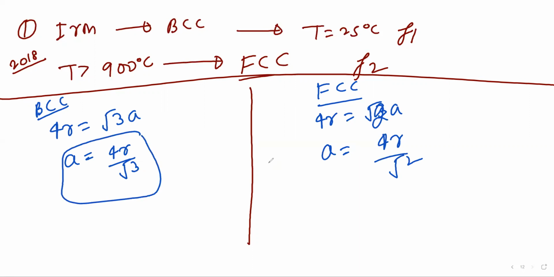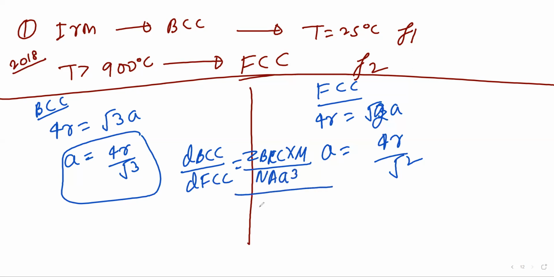Right. So for finding the density, we use the density formula. So it will be density of BCC divided by density of FCC. It is equal to Z of BCC into capital M, that is molar mass, divided by Na into A cube, divided by Z of FCC into molar mass capital M divided by Na into A cube.